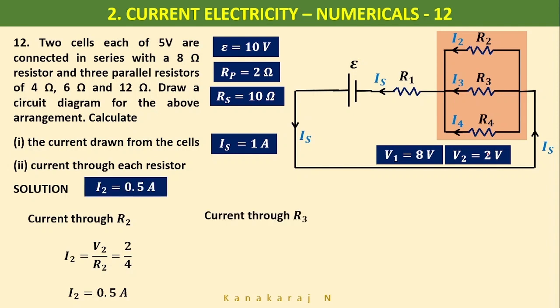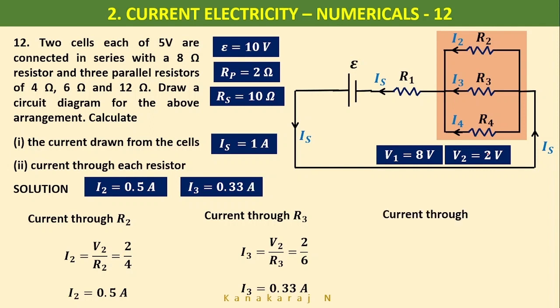Current through R3. I3 equals V2 by R3 equals 2 by 6 equals 0.33 ampere. Current through R4. I4 equals V2 by R4 equals 2 by 12 equals 0.17 ampere.